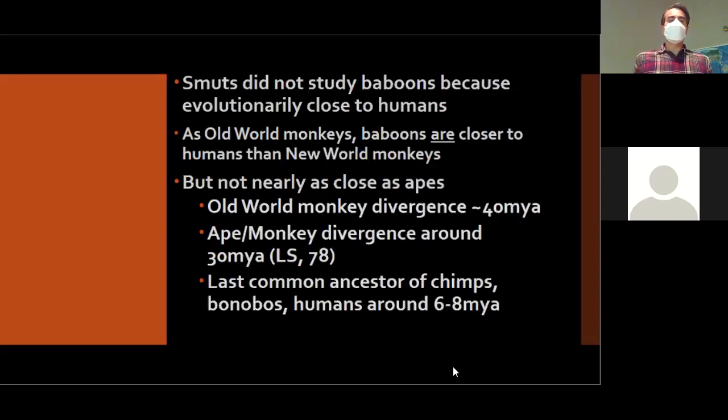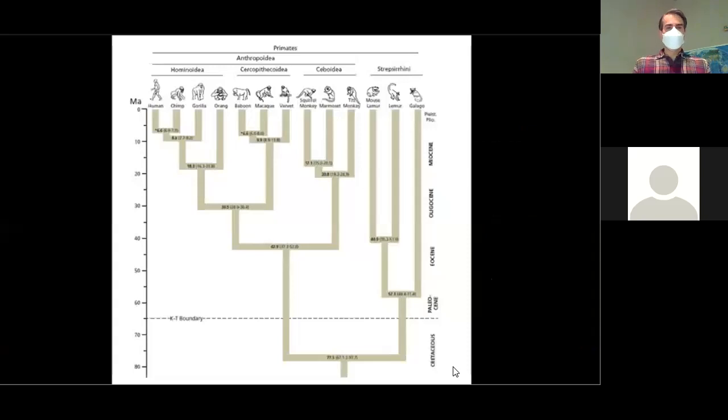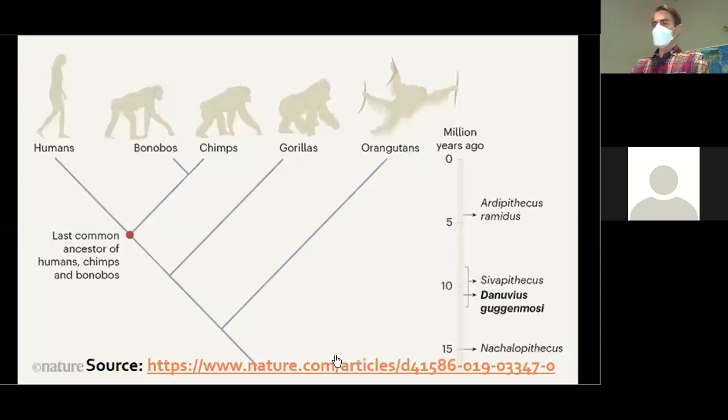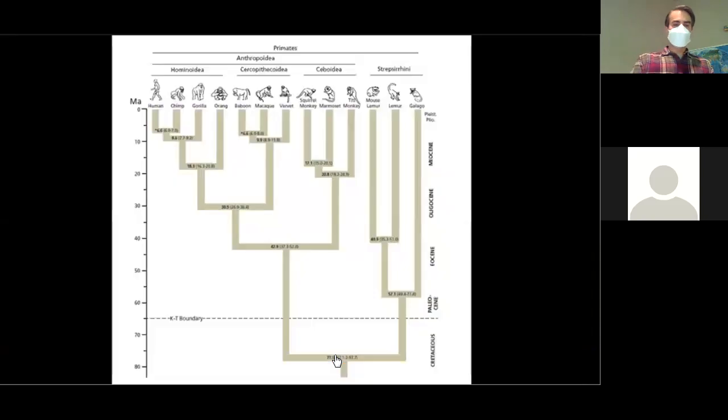So again, when we think about the New World monkeys and the Old World monkeys versus the apes, and then the last common ancestor of chimps, bonobos, and humans at 6 to 8 million years ago. This is that chart that I was talking about, if you didn't bring your textbook with you. Oh, by the way, we're not even going to talk about the lemurs. That's like a humongous 70, I think, 77 million year ago divergence.